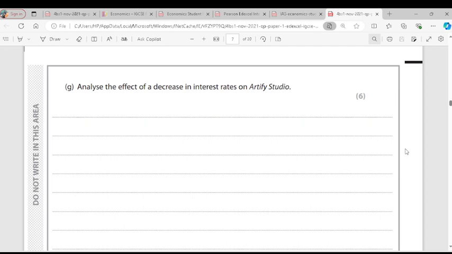Another advantage of a lower interest rate is that, as it reduces the cost of borrowing, consumers might be able to borrow more money from the bank. If they are able to borrow more money, they might be willing to buy art materials or art sets because they have money now, because they are able to borrow. And that increases revenue for Artify Studio. Is it clear? Yes. So I think that ends question 1.